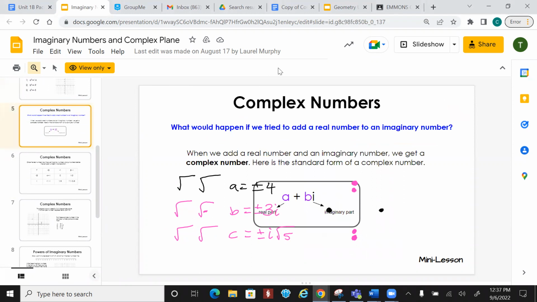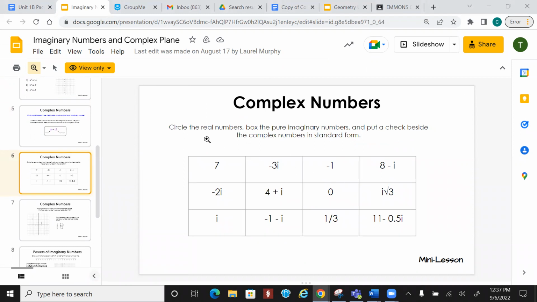Okay, so complex numbers is what we've kind of been talking about. Complex numbers have a real part and an imaginary part. Okay, so what I want you to do is take a second, circle all the real numbers, all the imaginary numbers, and put a check beside the complex numbers in standard form. Go ahead and take a moment, try that. Okay, so the real numbers are going to be the numbers without the i. Okay, so real are going to be like 7, -1, 0, and 1/3. Okay, just because 0 is nothing doesn't mean it's not a real number.